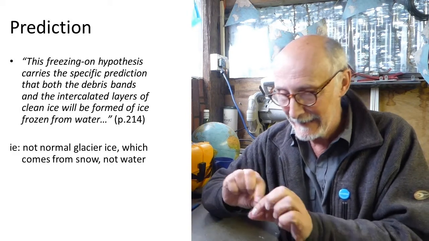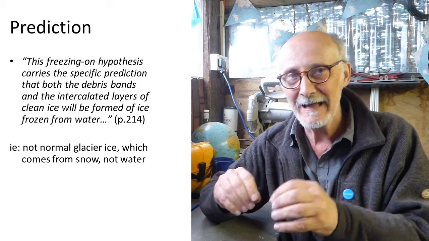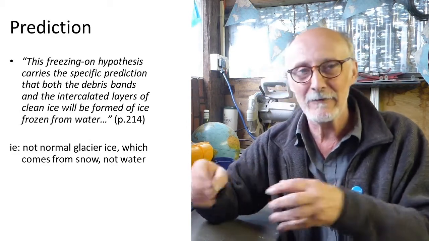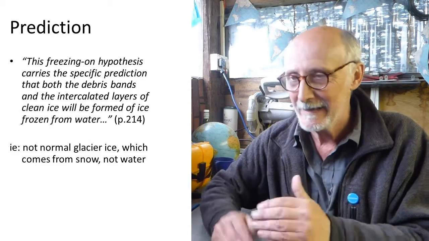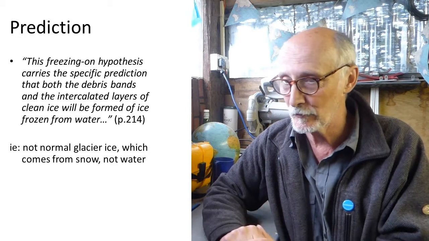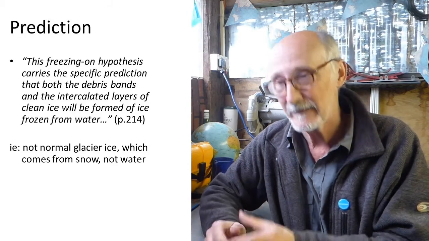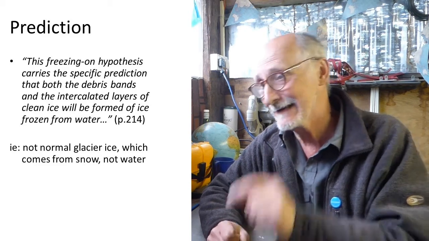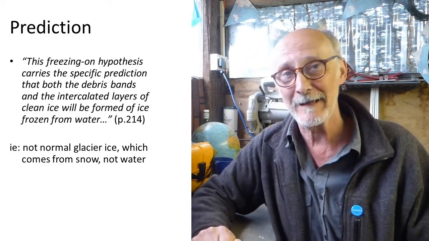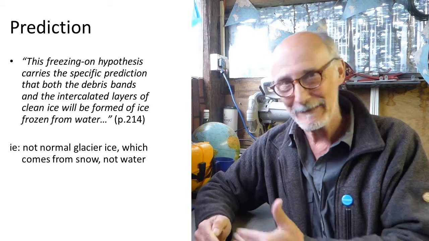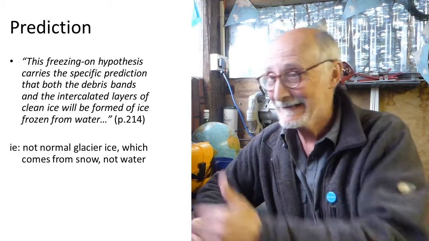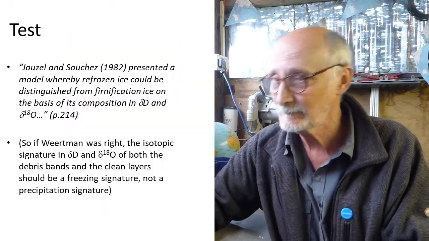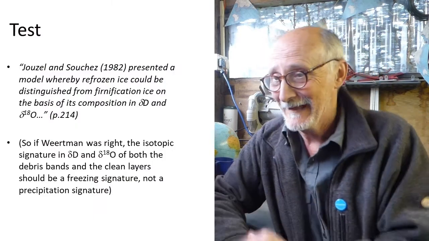So it isn't going to be a layer of refrozen water and then a layer of normal glacier ice and then a layer of ice formed from snow. It's all going to be frozen from liquid water. That's the prediction that follows from Weertman's hypothesis. If Weertman was right, then that is what we would expect to see. So now it's giving us the observations that we need to go and make. We obviously need to go and look at those different types of ice and see whether they're formed from frozen water or from compressed snow. So that's our test.